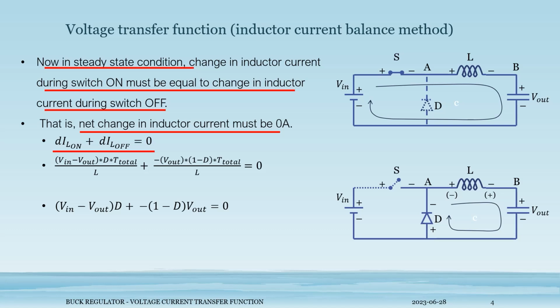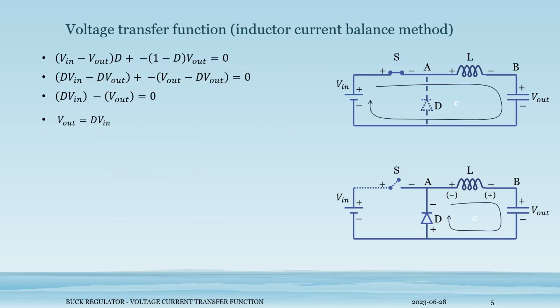On substituting the known values, we get this equation. Here, we can cancel out the common terms. On cancelling out the common terms, we get this equation here. Let us now simplify the equation. We get (Vin minus Vout) into D plus minus of (1 minus D) into Vout is equal to 0. On simplification, we get Vout is equal to D into Vin.